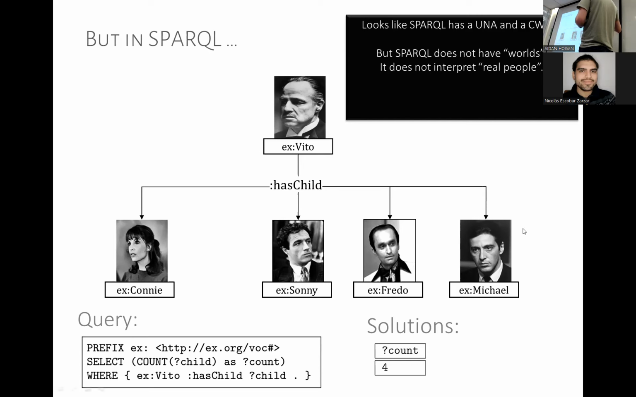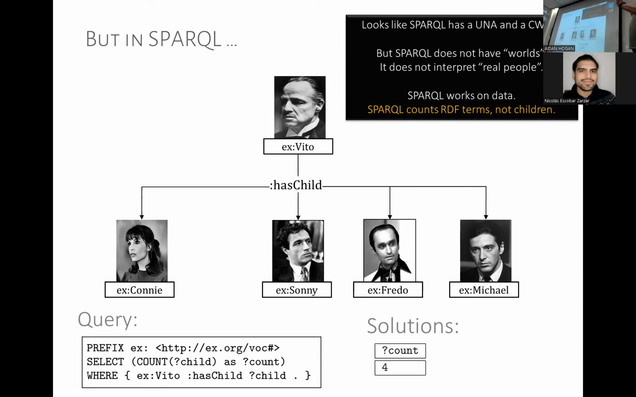It does not interpret real people. So there's no problem with this query if we just assume that SPARQL is working on the data. What do I mean by that? What I mean is that SPARQL is counting how many nodes in the graph are in this position. It should not be interpreted as telling you how many children Vito has. And once you understand that, then it's all okay.